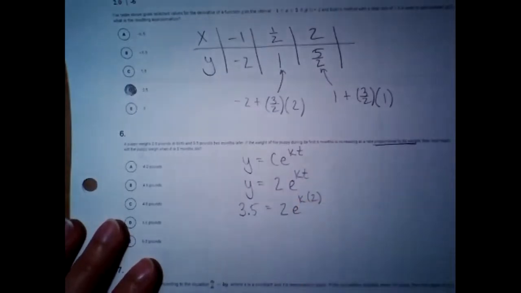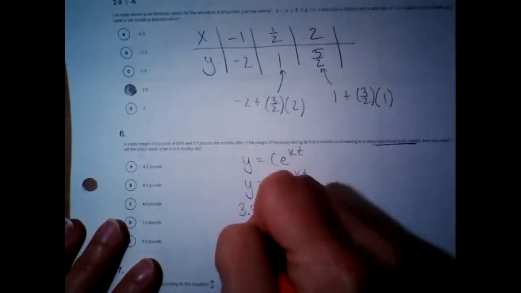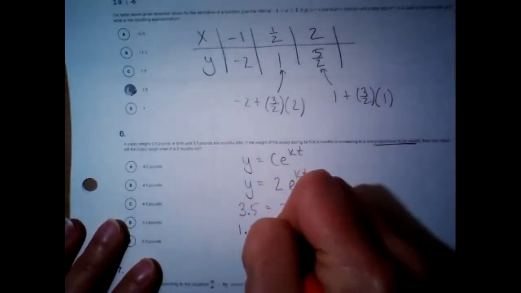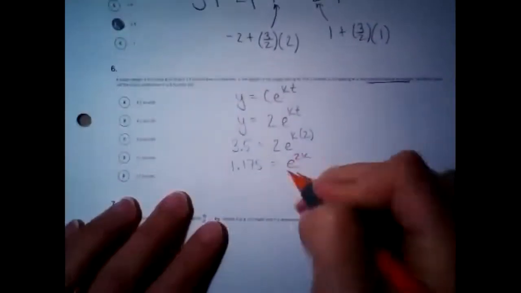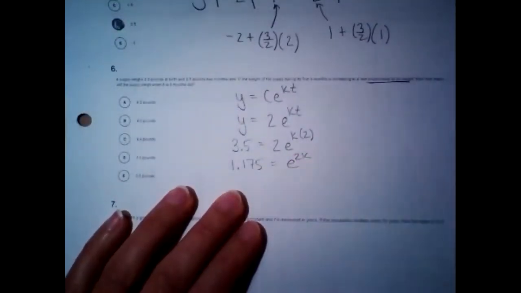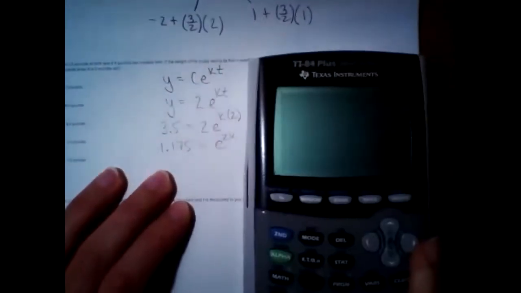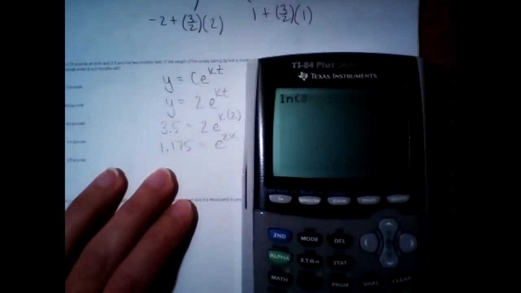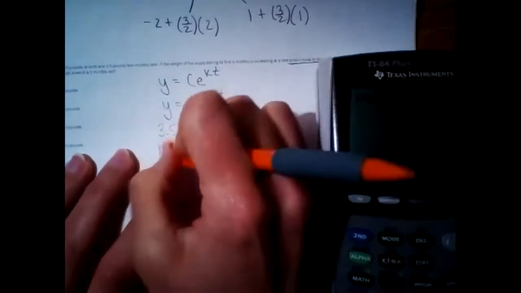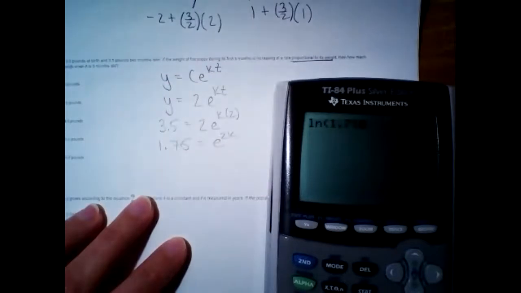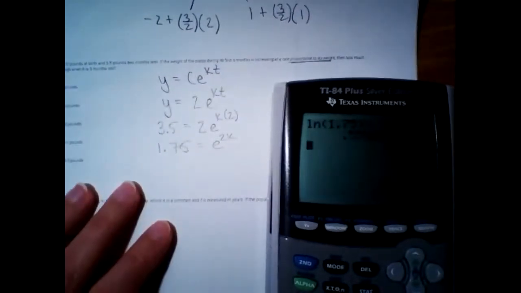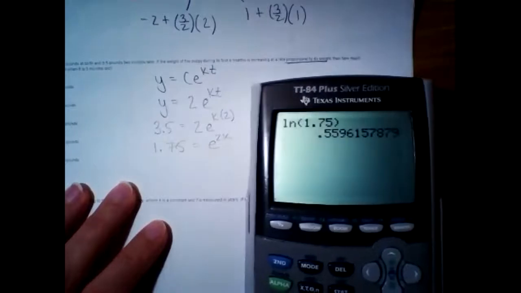Right, so I'm going to start by dividing over the 2. So this will be 1.75 equals e to the 2k. All right, and then we're going to ln both sides. So if you want to see what I'm typing in here, I'm going to type in ln of 1.75. I'm sorry, my hand put an extra 1 in there. 1.75. I apologize. All right, so ln of 1.75 gives me this crazy decimal, 0.559.